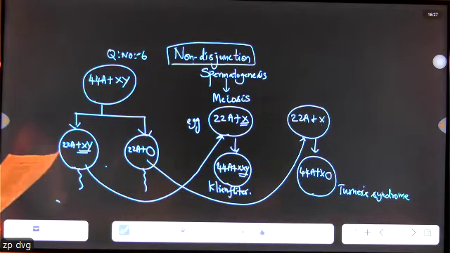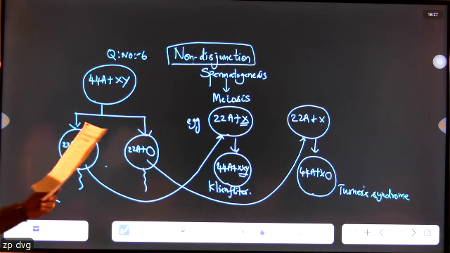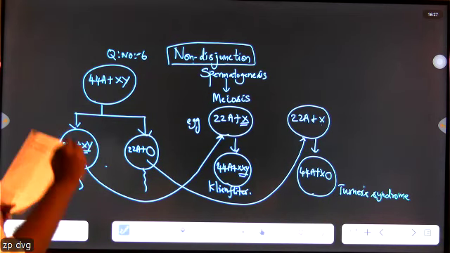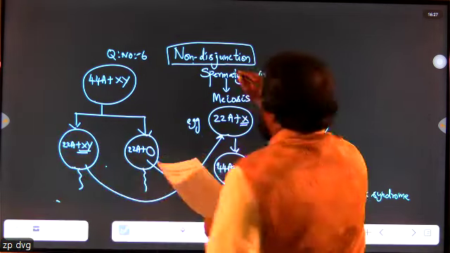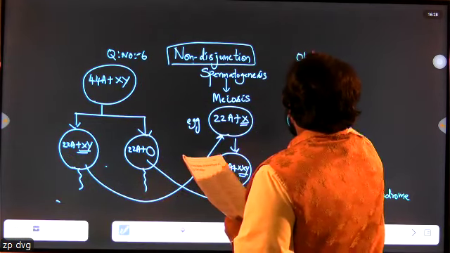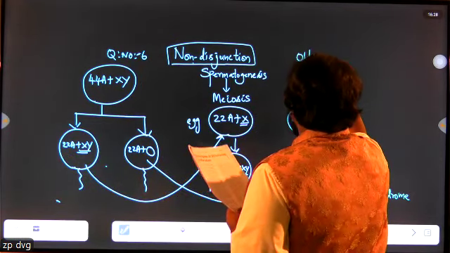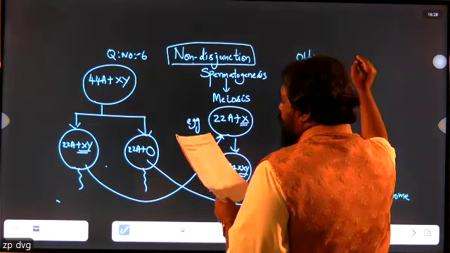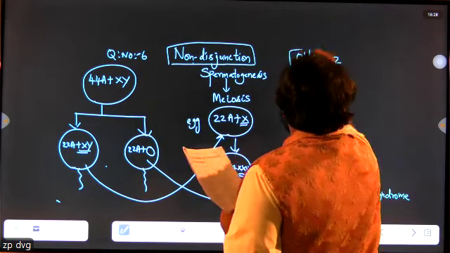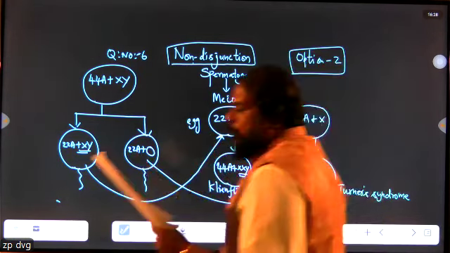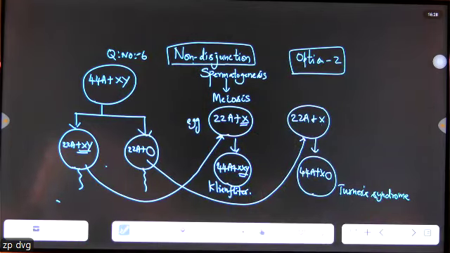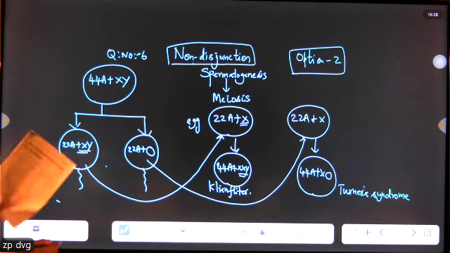So the correct option for this particular question is option 2. For question number 6, which is the correct option? The correct option is option 2, which says Turner syndrome and Klinefelter's syndrome. Hope you understand this question, question number 6. Can we go to question number 7?